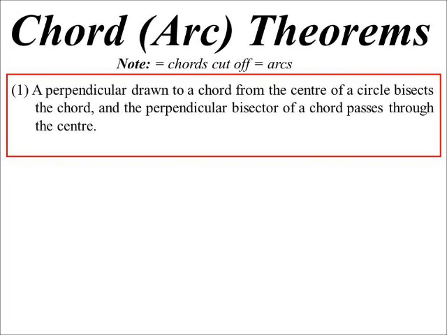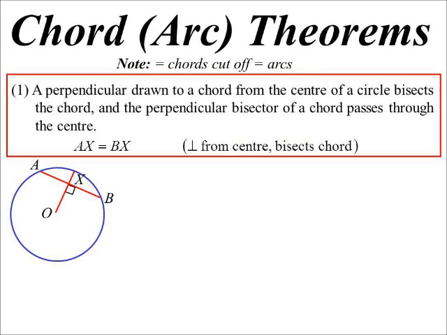All right, so the first one: a perpendicular drawn to a chord from the centre of a circle bisects the chord, and the perpendicular bisector of a chord passes through the centre. What on earth does that all mean? Let me draw a situation up. If I know that the line coming from the centre is perpendicular to AB, so I've got a chord and a line coming from the centre, and I know they're perpendicular, then I could say AX is equal to BX. The reason I would give is that the perpendicular from the centre will always bisect the chord. So that's the theorem I would use.